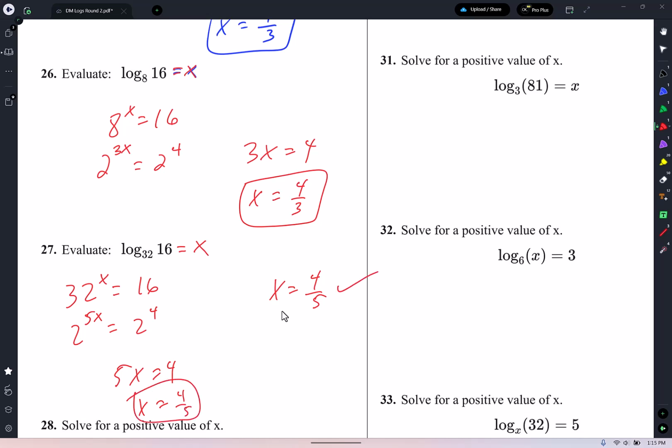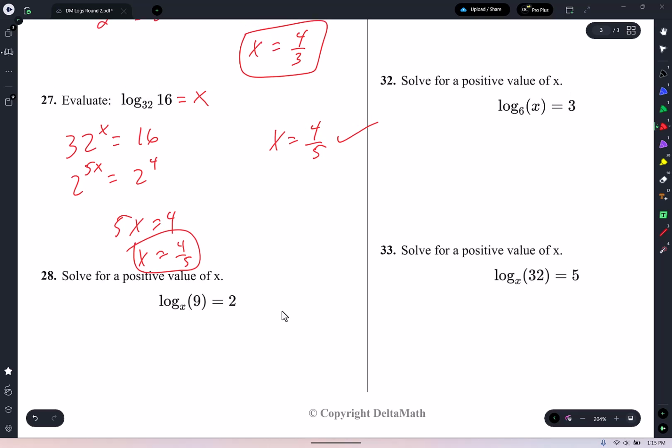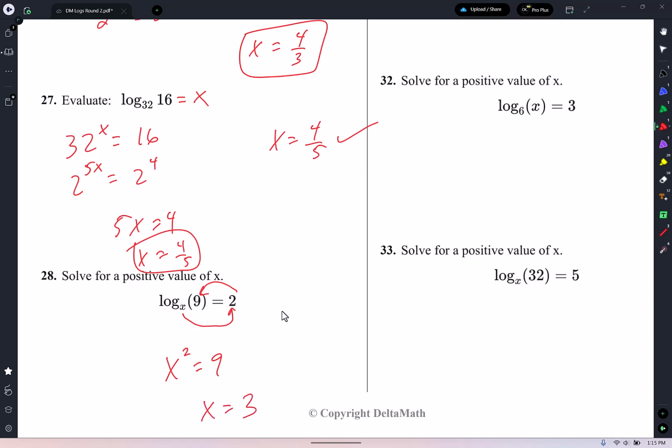Boom. Okay. This one's going to be simple because now check it out. X to the power 2 equals 9. So this is x squared equals 9. There's only one number that fits. 3. That's the only number. So there it is. That's it. X equals 3.